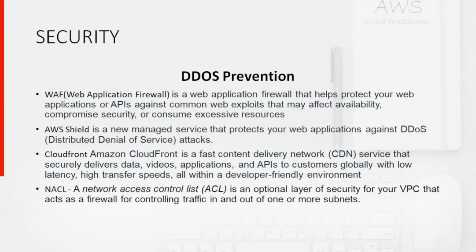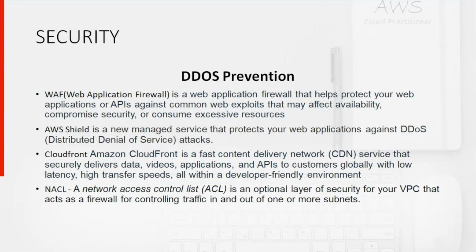Security. DDoS prevention. WAF, Web Application Firewall, is a web application firewall that helps protect your web applications or APIs against common web exploits that may affect availability, compromise security, or consume excessive resources. AWS Shield is a managed service that protects your web applications against DDoS, distributed denial of service attacks.